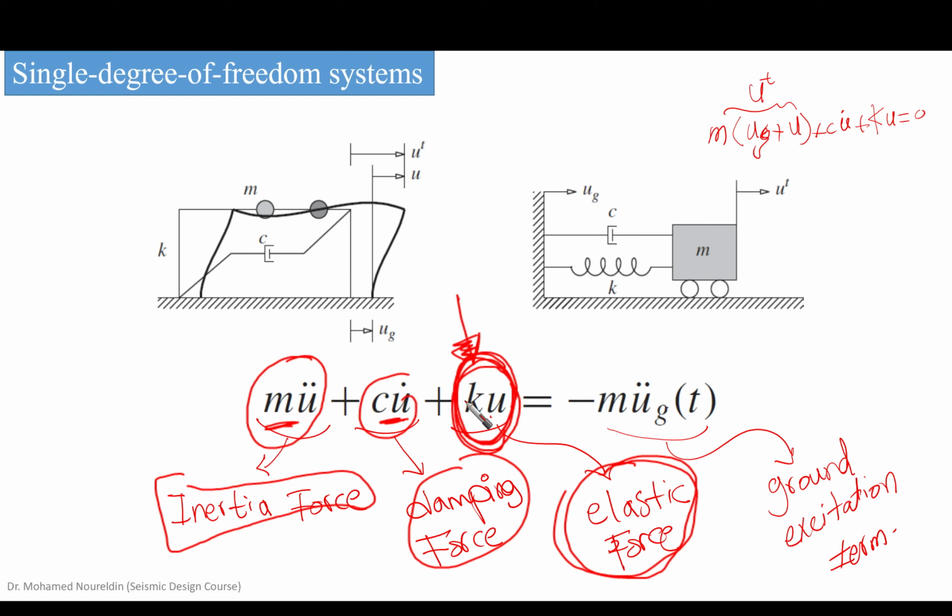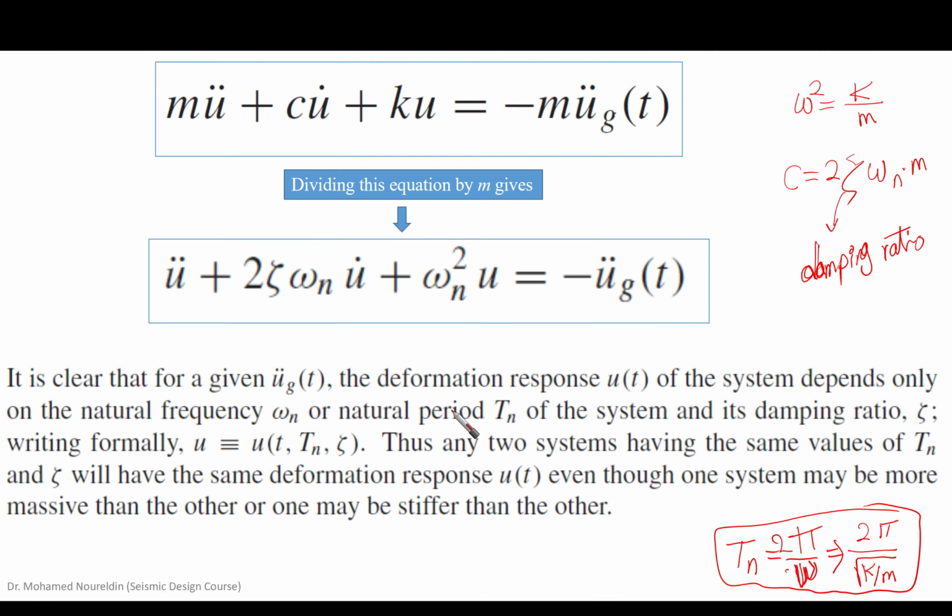Okay, so that's the equation of motion. Let's go further in this equation of motion and try to understand it in more detail. So this is the equation of motion, as we said: m u double dot plus c u dot plus k u equals minus m u double dot g.